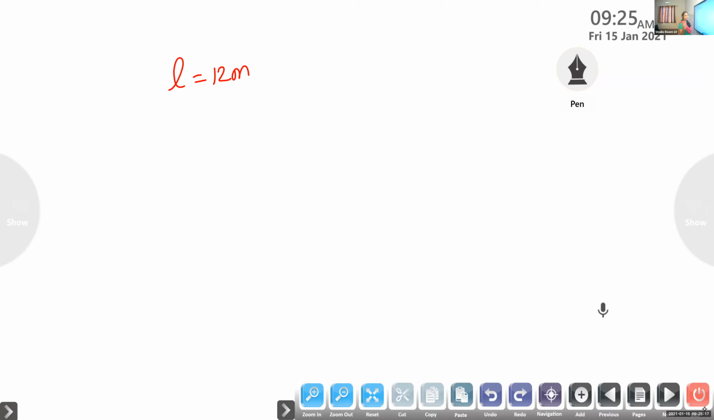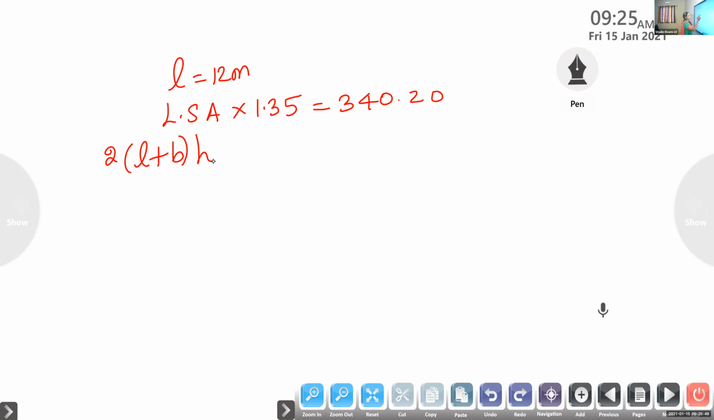So walls means, is it CSA, LSA or TSA? What will you consider? Yes, louder. LSA. So LSA of the wall multiplied by rupees 1.35 per meter square gives rupees 340.20. So what is the formula for LSA? 2 into (L plus B) into H into 1.35 is 340.20, isn't it?